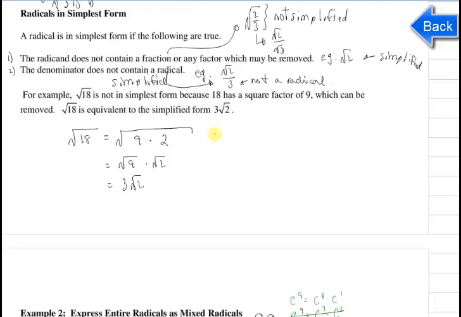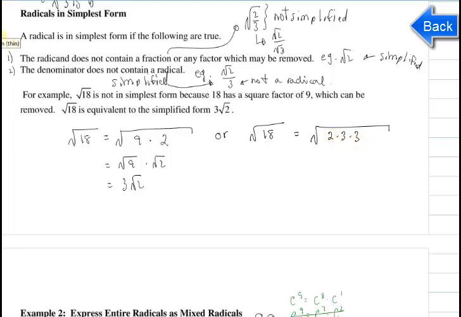So the second way that we can simplify root 18 is by prime factorizing the 18. And if you recall, prime factorizing means to write a number as a product of its primes. So for 18 we would get 2 times 3 times 3, and you can check that by multiplying it out. 2 times 3 is 6, times 3 is 18, so we've done that correctly.